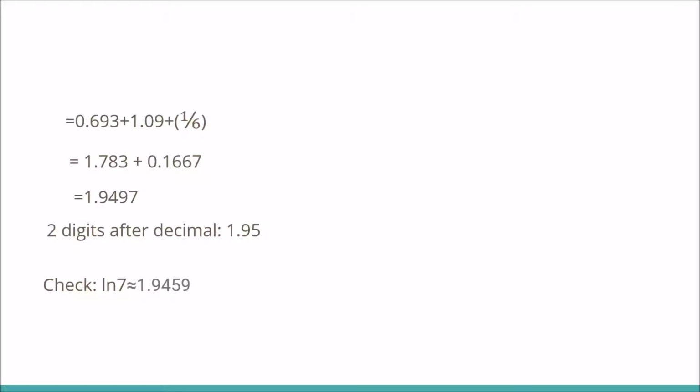We simplify to get the answer of 1.95. The true value of natural log of 7 is about 1.9459, so we also got fairly close with our calculations.